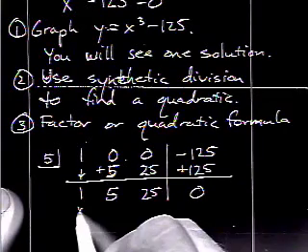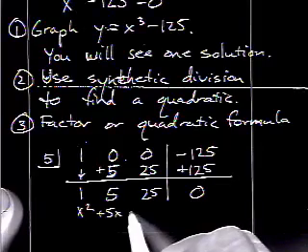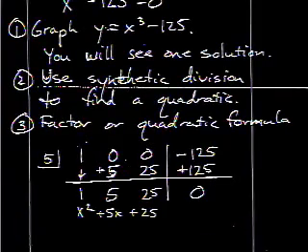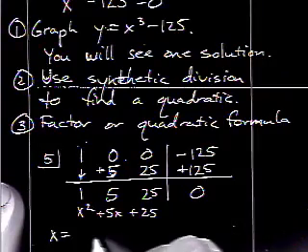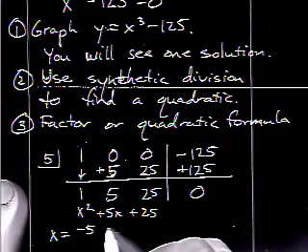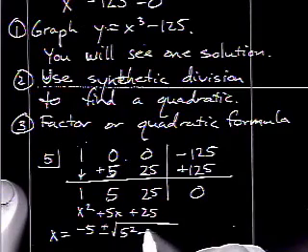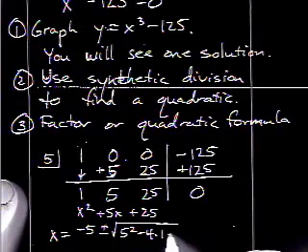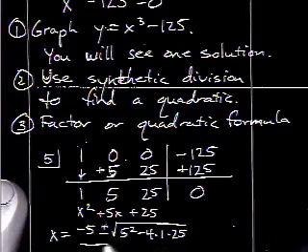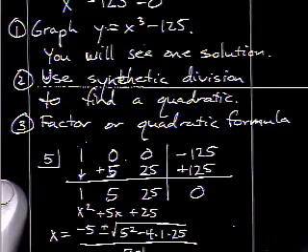So now we can either continue to factor this. We can't factor that. X squared plus 5x plus 25. I don't know any factors of 25 that add up to 5. I better use the quadratic formula. X equals the opposite of b, plus or minus the square root of b squared minus 4 times a times c all over 2 times a.